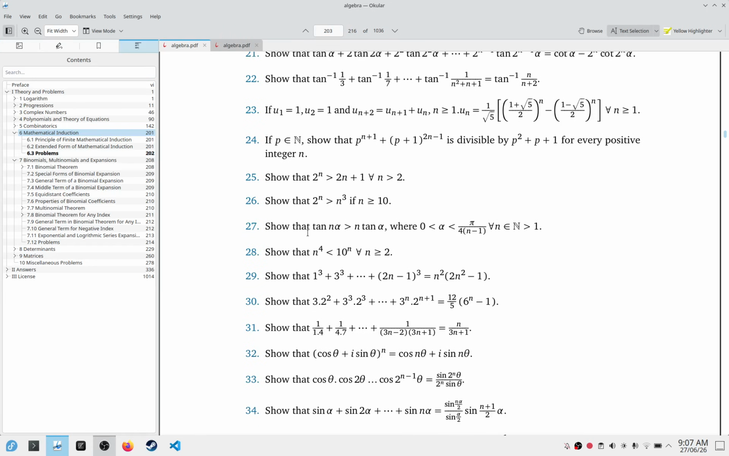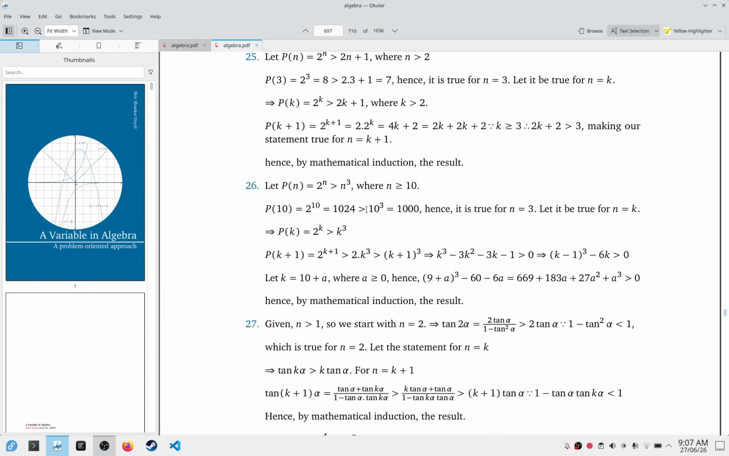Question 26 says that show that 2 to the power n is greater than n cube if n is greater than or equal to 10.